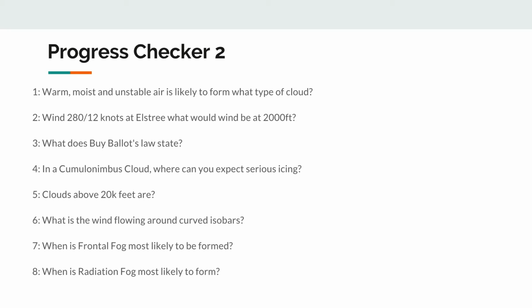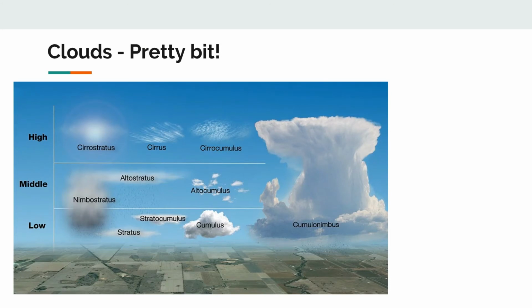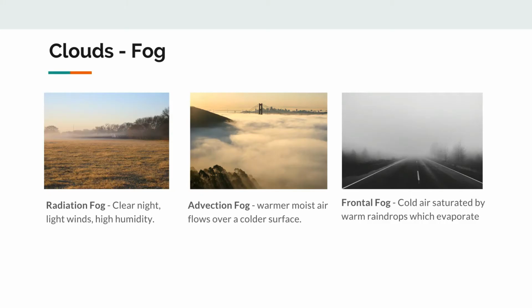In a cumulonimbus cloud, where can you expect serious icing? You can expect it when it's 0 to minus 20 degrees Celsius. Clouds above 20,000 feet are cirro. If you just have a look there, we'll get there. Cirrocumulus, cirrostratus and cirrus, the higher level ones there.